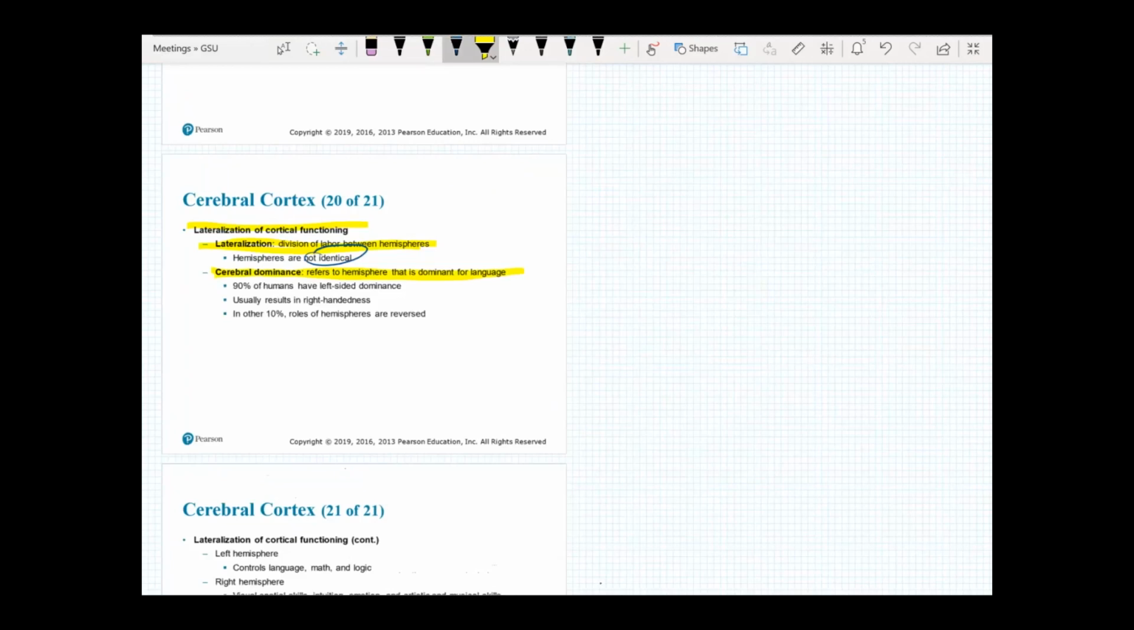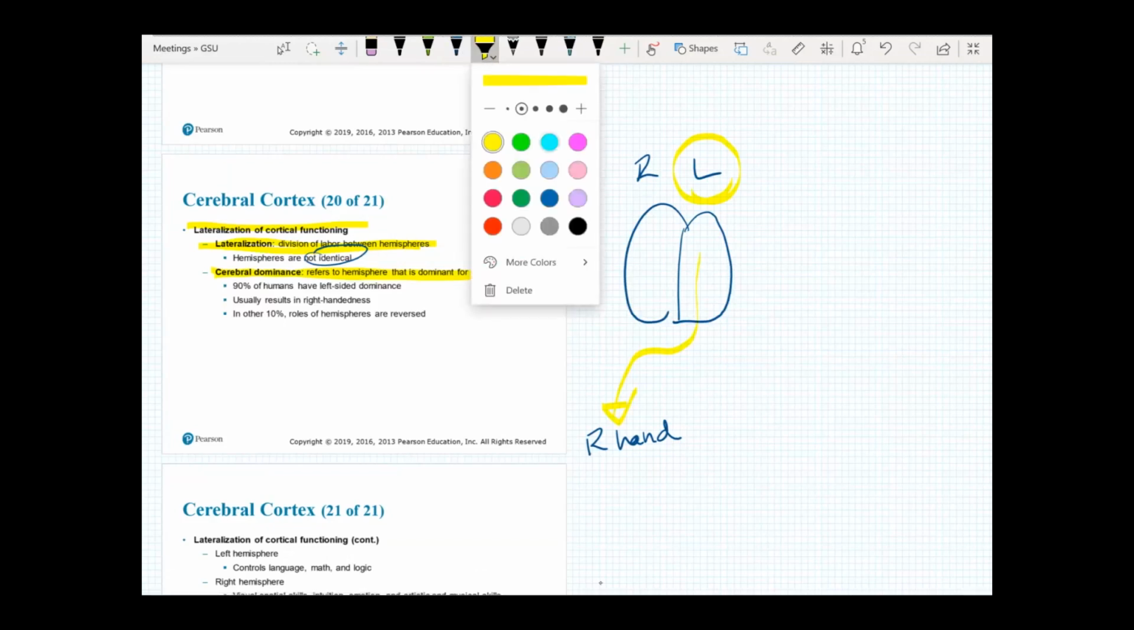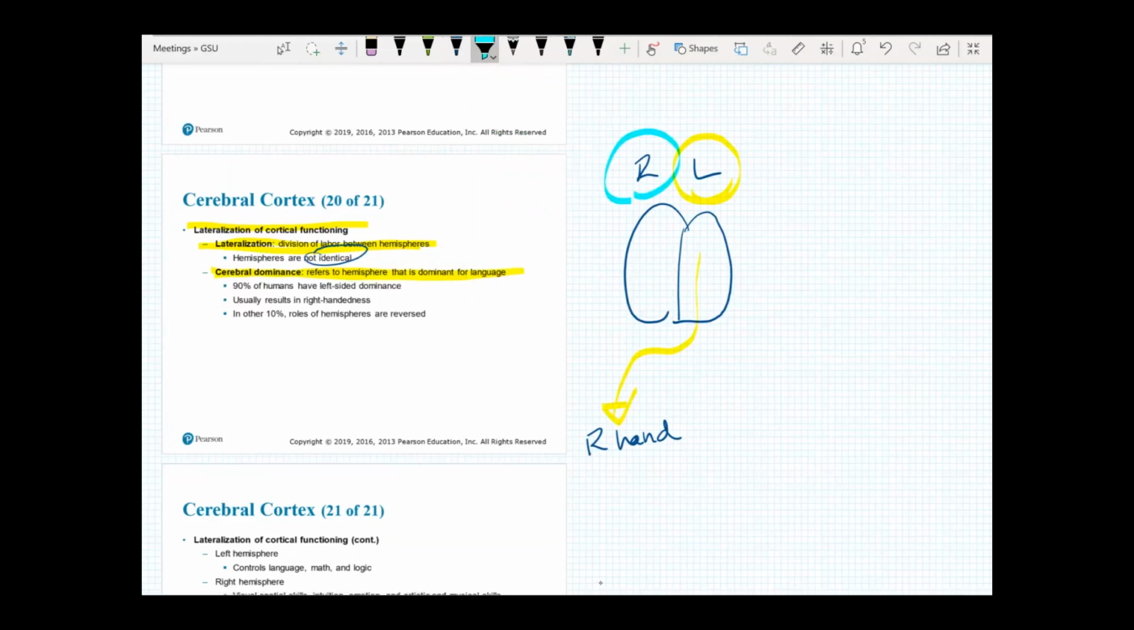And if they have left-sided dominance, so here's my brain. So right, left. If they have left-sided dominance, that means that they are using the other side of their body. So that means they have right-sided handedness. Most individuals are right-handed. Therefore, most individuals, 90%, are left brain dominant. The opposite is actually going to be true. Some, about 10%, will have right-sided hemispheric specialization.